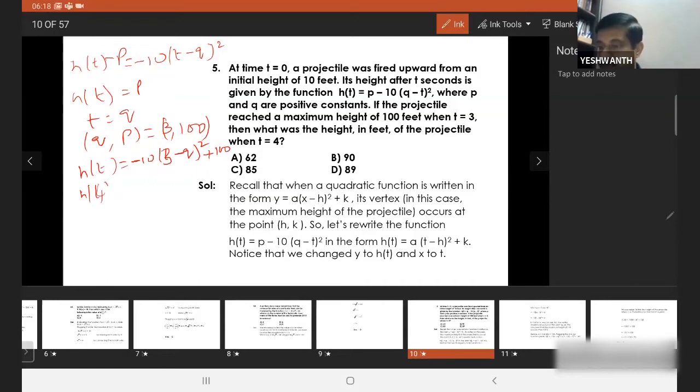h of 4 is minus 10 into (3 minus 4) whole square plus 100. Sorry, not 3, it is minus 10. This is 1 squared, which is 1, so minus 10 plus 100. So this is 90. Okay, so this is the thing. Please note it fast, quick.